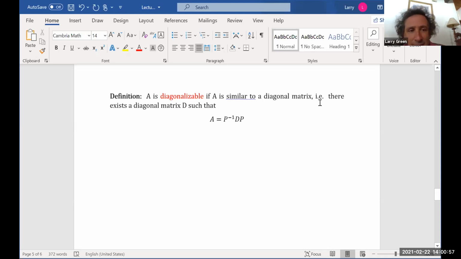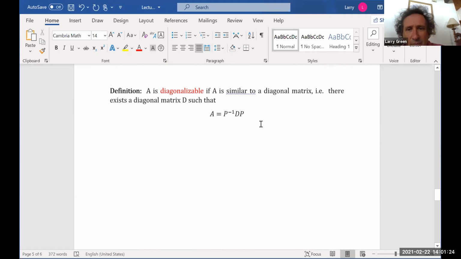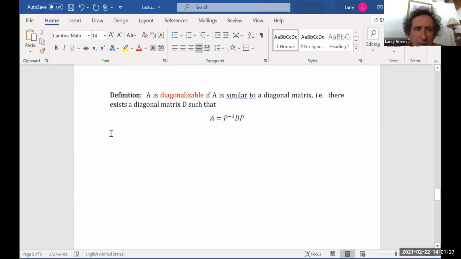So that means that there exists a diagonal matrix D. Now we usually use D instead of B because the word diagonal has the first letter D. So that way you remember what you're doing, such that A is equal to P inverse DP. Any questions on this big definition? Any questions? Why is this important?